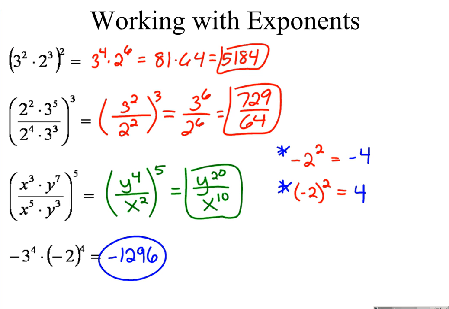So here with the -3 to the 4th power, that's actually going to be a negative value times a positive value when we have -2 to the 4th. That's how we get a negative solution.